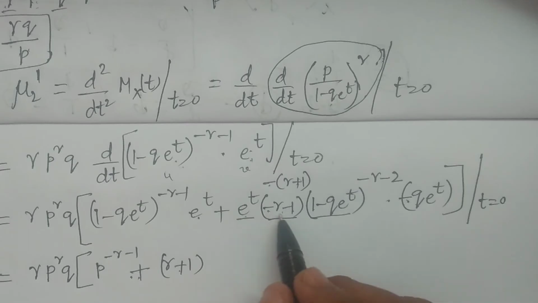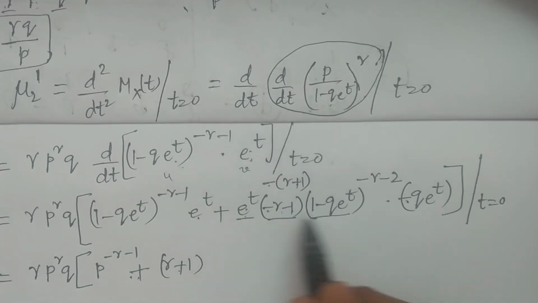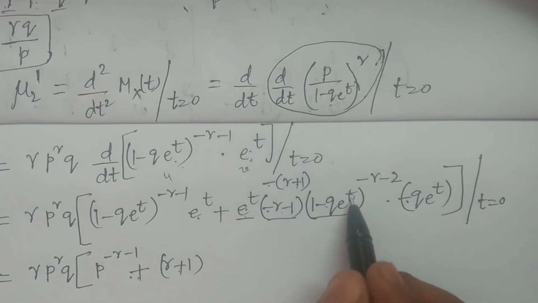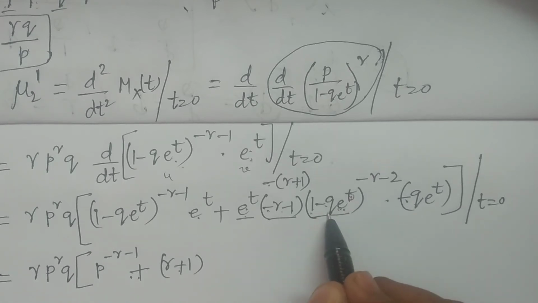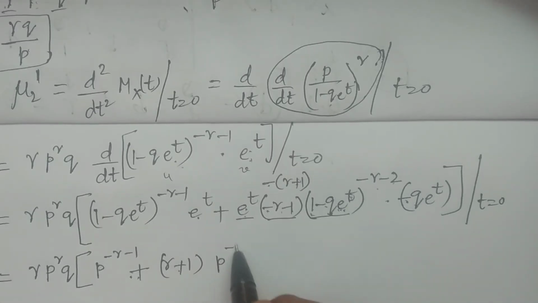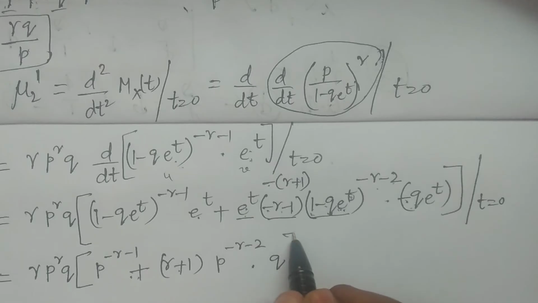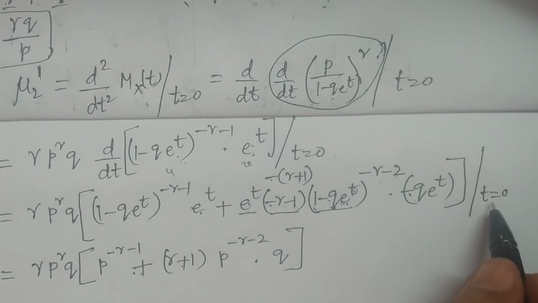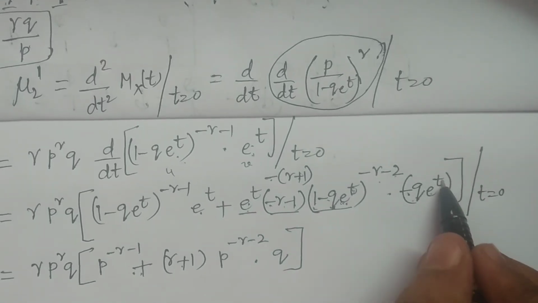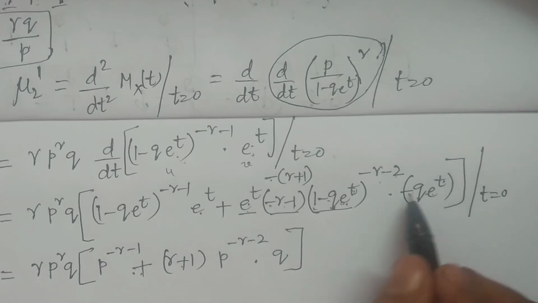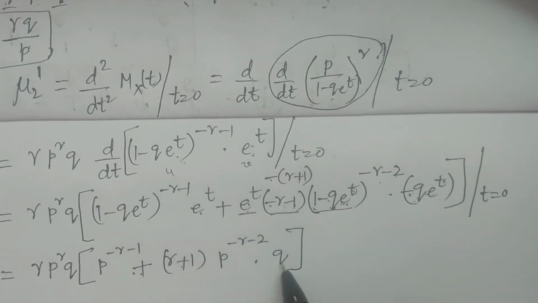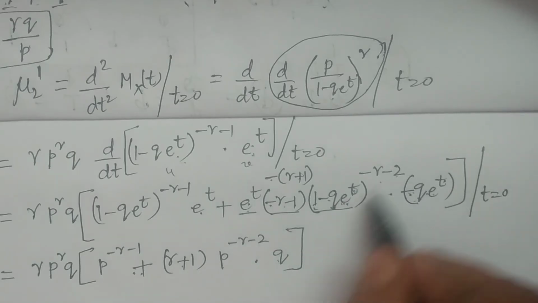Now the remaining values: this is 1, this is 1 minus q, because e power 0 is 1. So therefore it is 1 minus q whole power, 1 minus q is p, power minus r minus 2, multiplied by this q. This is the term after substituting t is equal to 0. This is q into e power 0, which is 1. Minus q, minus of already we have multiplied, minus plus is q. Only q. 1 minus q is p, p power minus r minus 2.